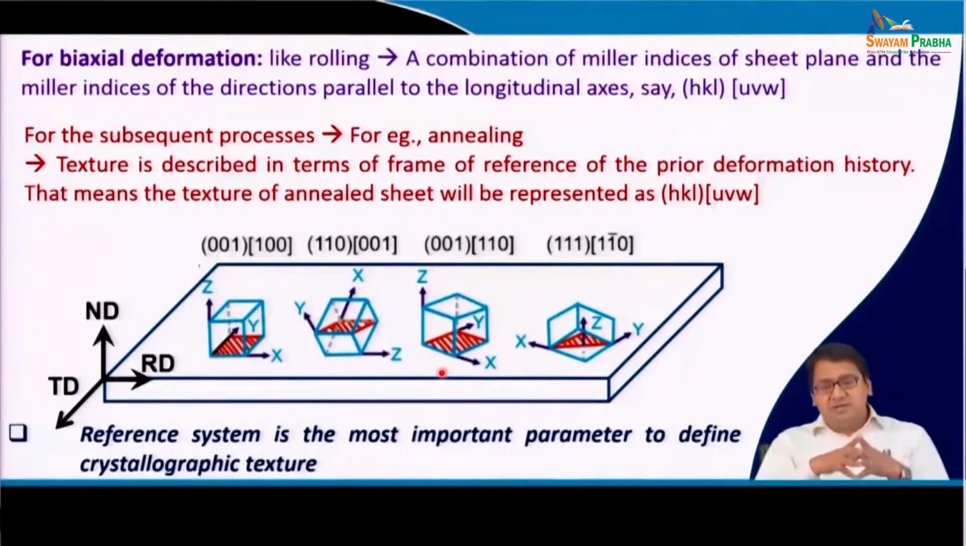A sheet metal, say for example, it is aluminum which has been rolled, say warm rolled or hot rolled, and so plastic deformation took place, and plastic deformation took place mostly by slip, and it can also take place by twinning, depending upon the alloying condition and the stacking fault energy of the material.